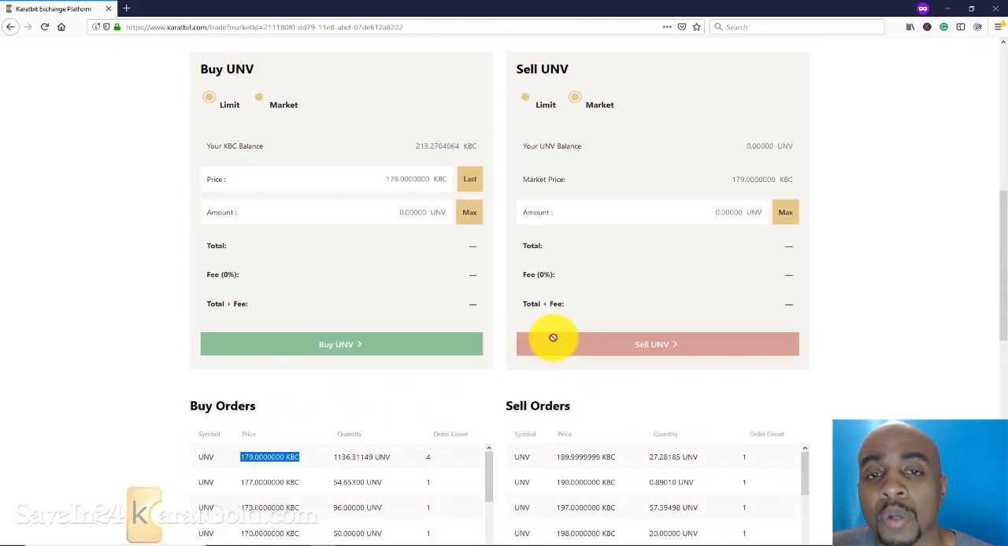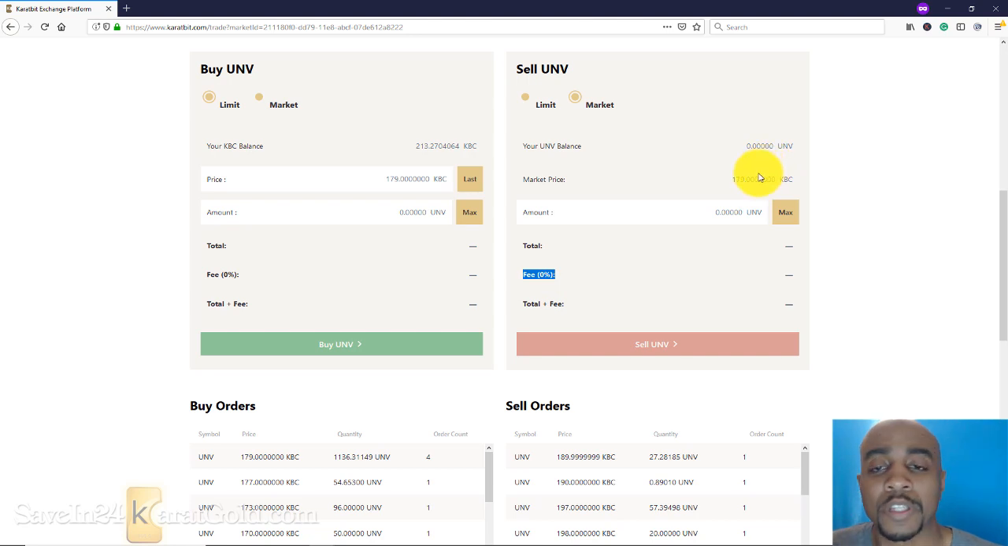Okay, so in this scenario, remember I said the example is 10 unival. So what you're saying is that for every unival you have here, you want to get 179 KBC coin. Now here's the math. Our fees, which are the lowest fees on the market, in this case would be 2%.